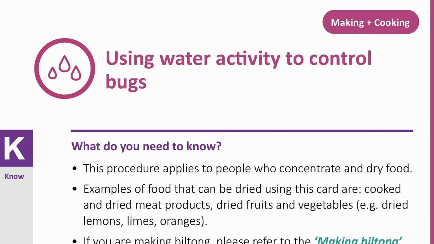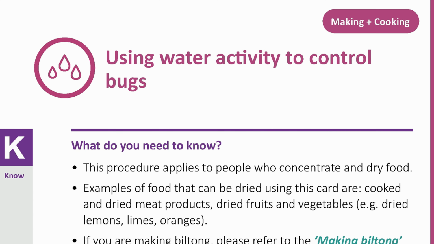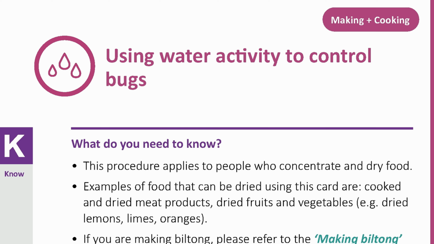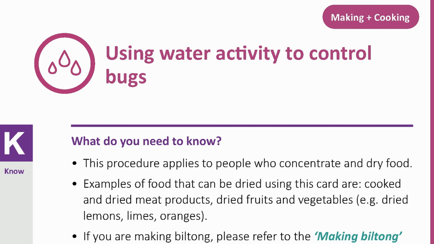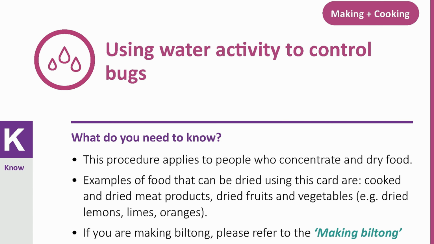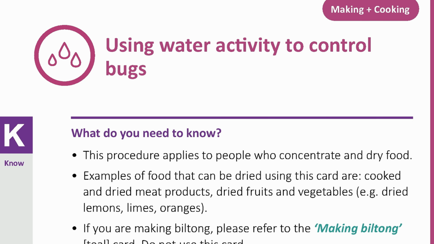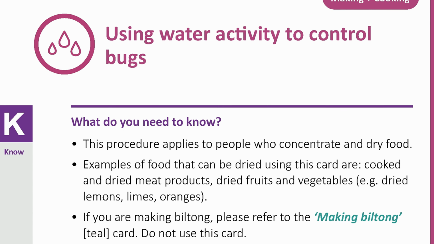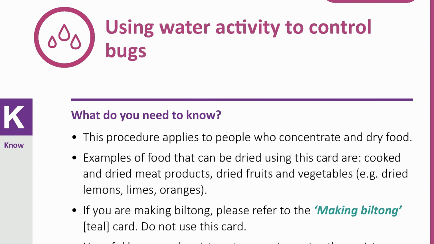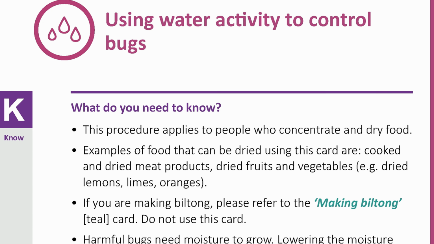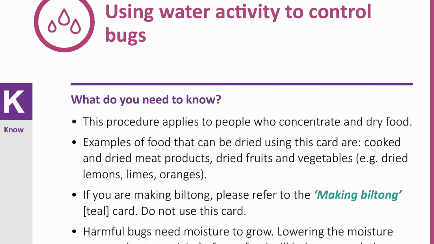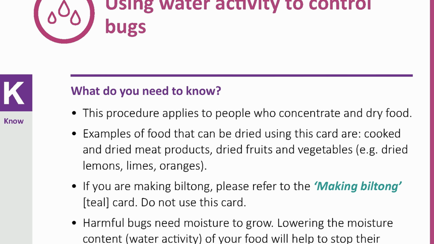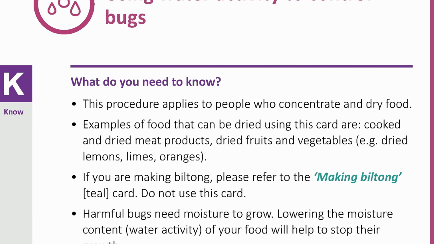What do you need to know? This procedure applies to people who concentrate and dry food. Examples of food that can be dried using this card are cooked and dried meat products, dried fruits and vegetables, such as dried lemons, limes, oranges. If you are making biltong, please refer to the Making Biltong card. Do not use this card.